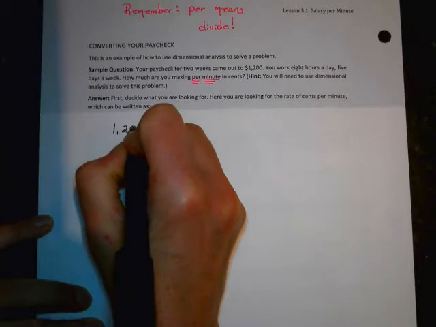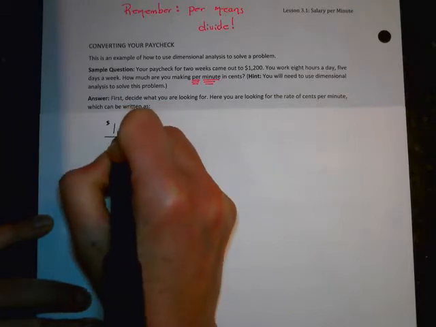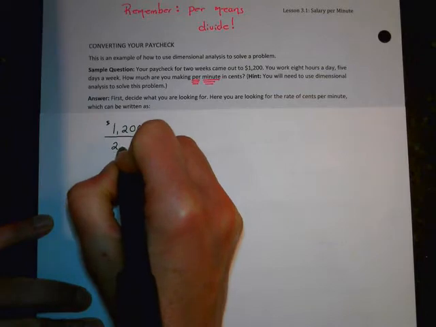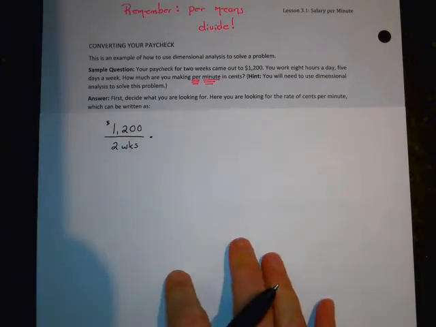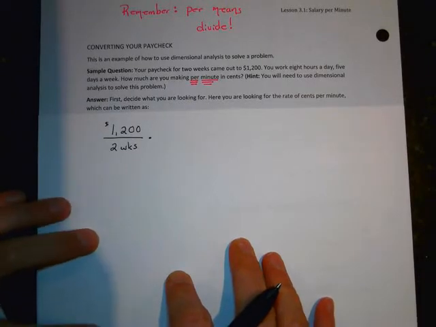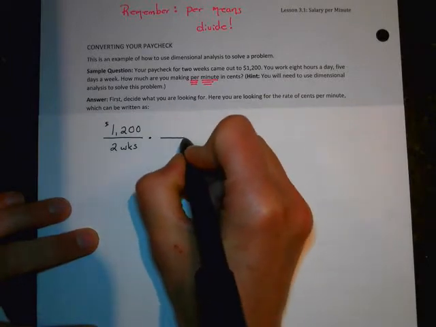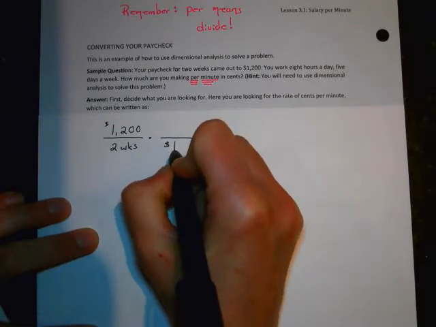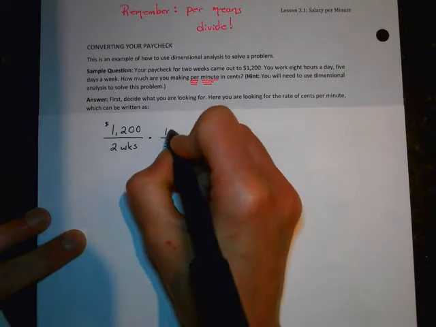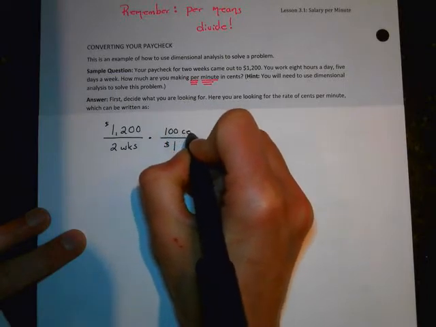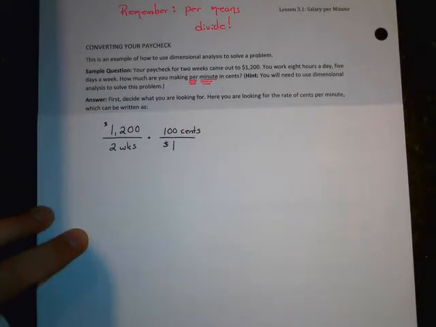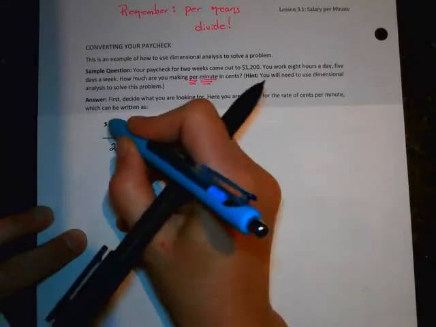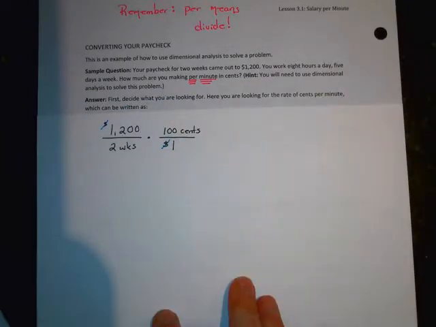All right, right away, I know how to convert dollars to pennies, right? Because I know in $1 we have 100 cents. Does that make sense? So I can cross off dollars, and now I'm halfway there. Now I've got cents on the top, and remember, we're trying to get cents over minute. So now I've got to convert that weeks to minutes.